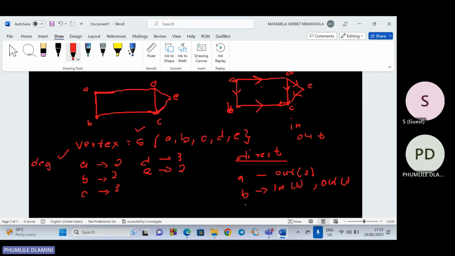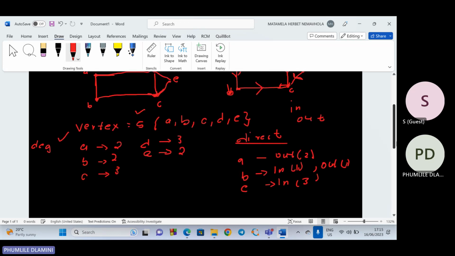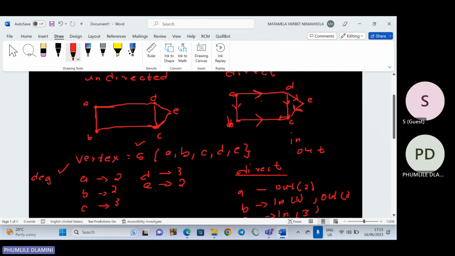And when we go to C, you will see that there is one coming in, and the other one also is coming in, and the other one is coming in. So we only have in degree at C, which is 3. And if we go to D, you will see that one is coming in and the 2 are coming out. If you go to E, you will see that one is coming in and the other one is coming out. So we have one in degree and the out degree is 1 for E. So that's how you calculate the degree in a graph.